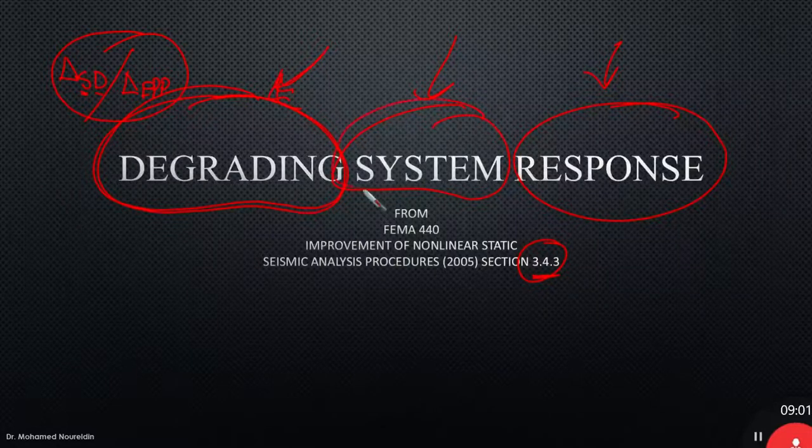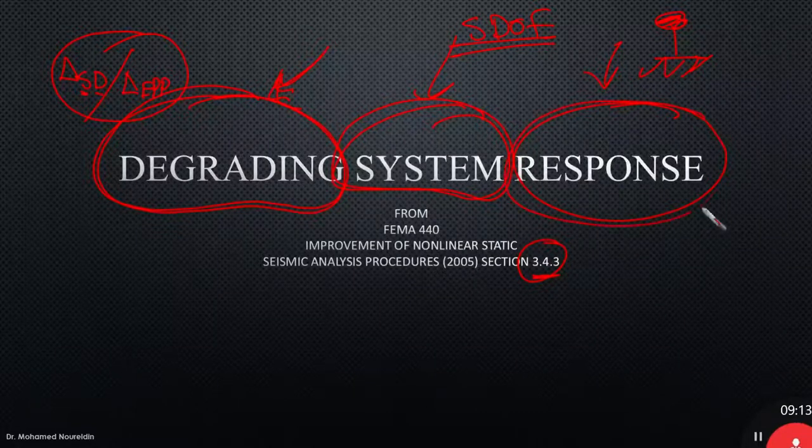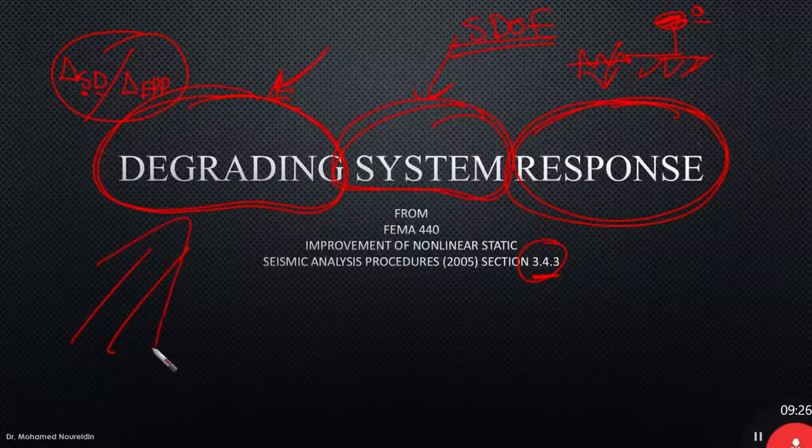And after that, system here means a single degree of freedom system. Sometimes we call it an oscillator, sometimes we call it a single degree of freedom system. And this is response because we are talking about the displacement response of the system under the ground excitation. So it is the response.